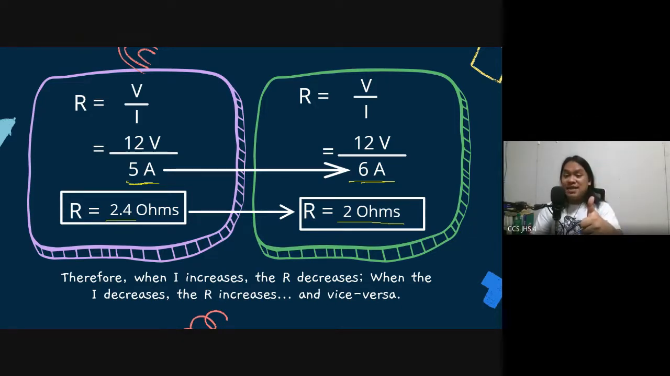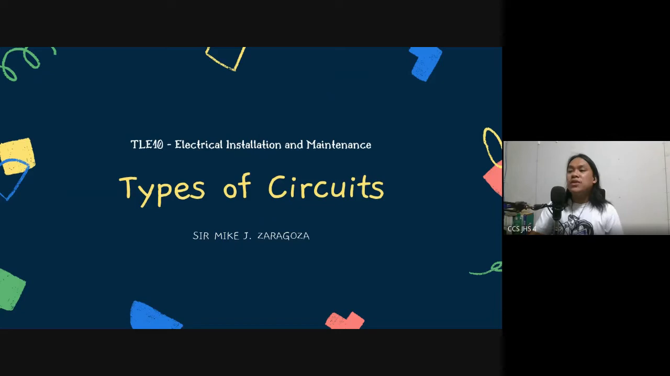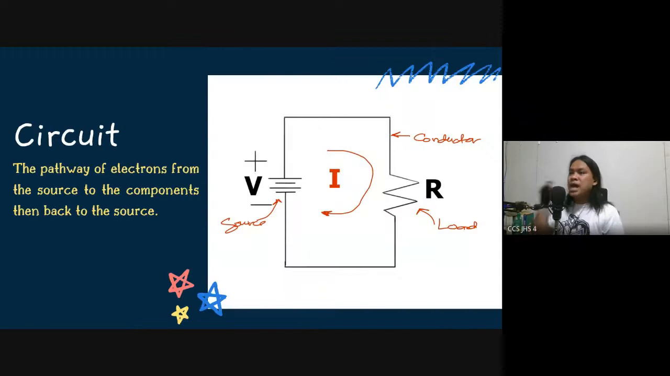Okay? Understood so far? Okay, very good. Now, let us go to the different types of circuits that we have, no? Before we dive into the types of circuits, let us try to define first what is a circuit. A circuit is the pathway of electrons from the source to the components then back to the source. So as you can see, here is what they call a circuit.